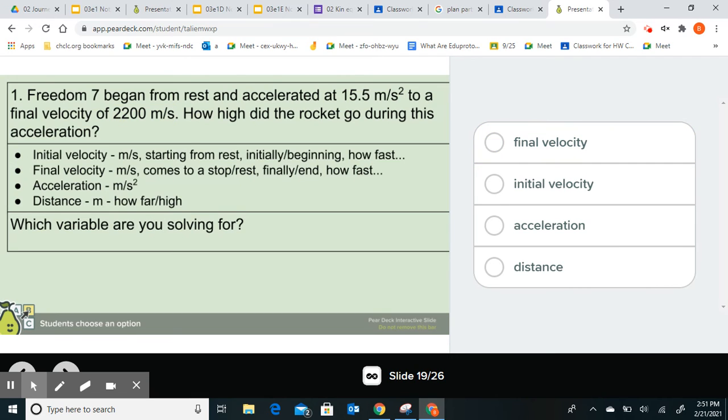And then here we've got, which variable are you solving for? I can just read the last sentence: How high did the rocket go during this acceleration? So I'm looking for distance here.